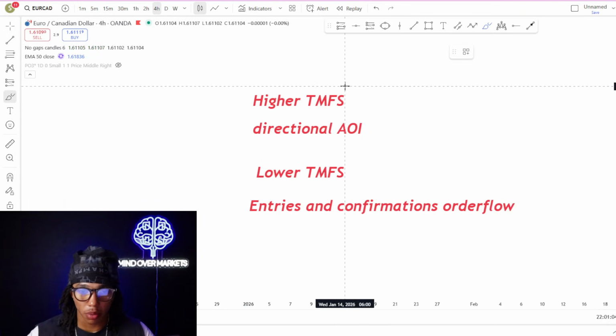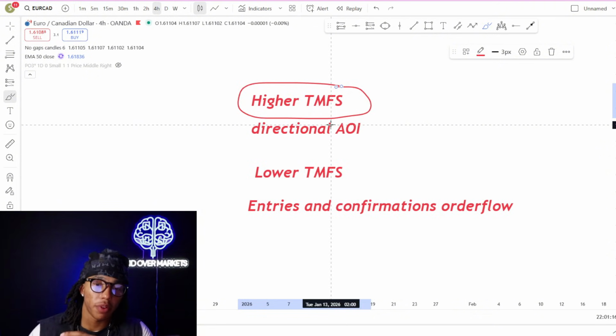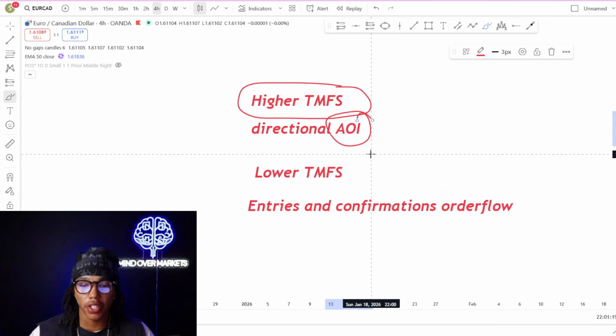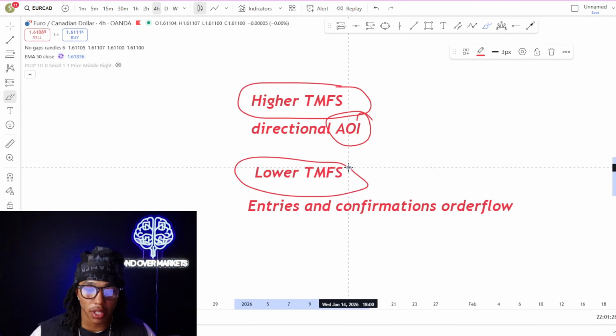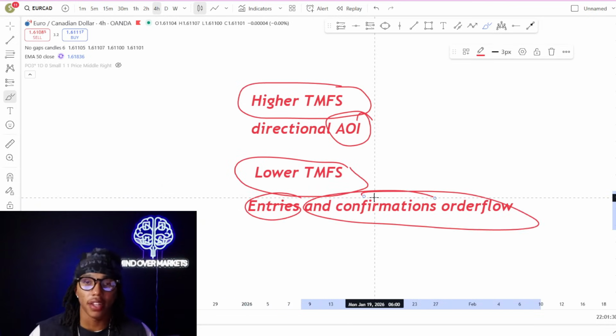Okay, so basically what we're going to do is we're going to go down to the higher time frames. We're going to look at the trend of the market. We're going to make sure the higher time frames are in sync, and then that's when we find our areas of interest. And once we find our areas of interest, we're going to wait for price to tap into that area of interest. And that's when we go down to the lower time frame to look for our entries, confirmations, and order flow. And then that's when we enter the trade.